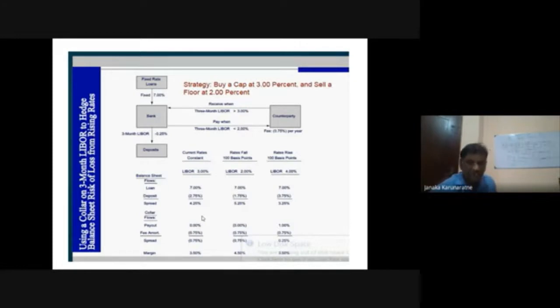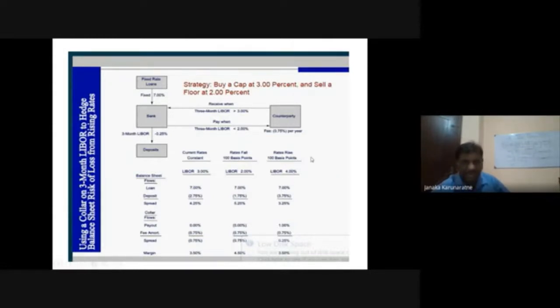So let's say the interest rate falls. If the interest rate falls, definitely you have an advantage, you're paying less to the depositors. So if the LIBOR rate falls by 1%, you will end up with a positive net interest income, or the spread, of 5.25. Okay. Because you don't have to exercise anything up to 2%, right? But you pay the premium 0.75.